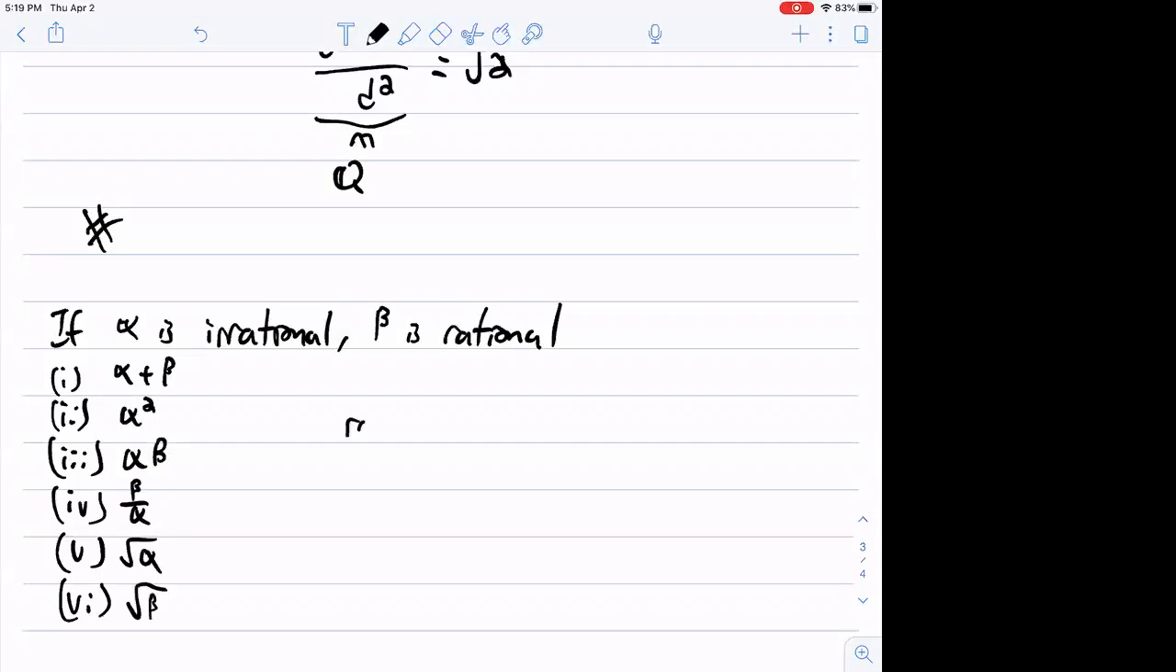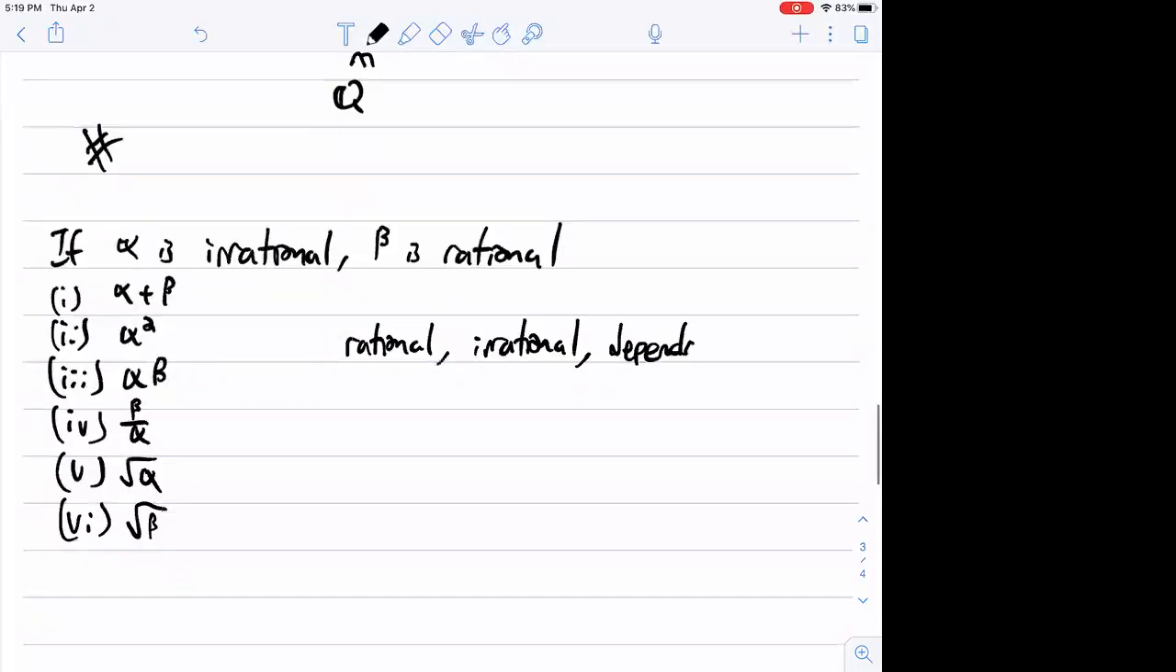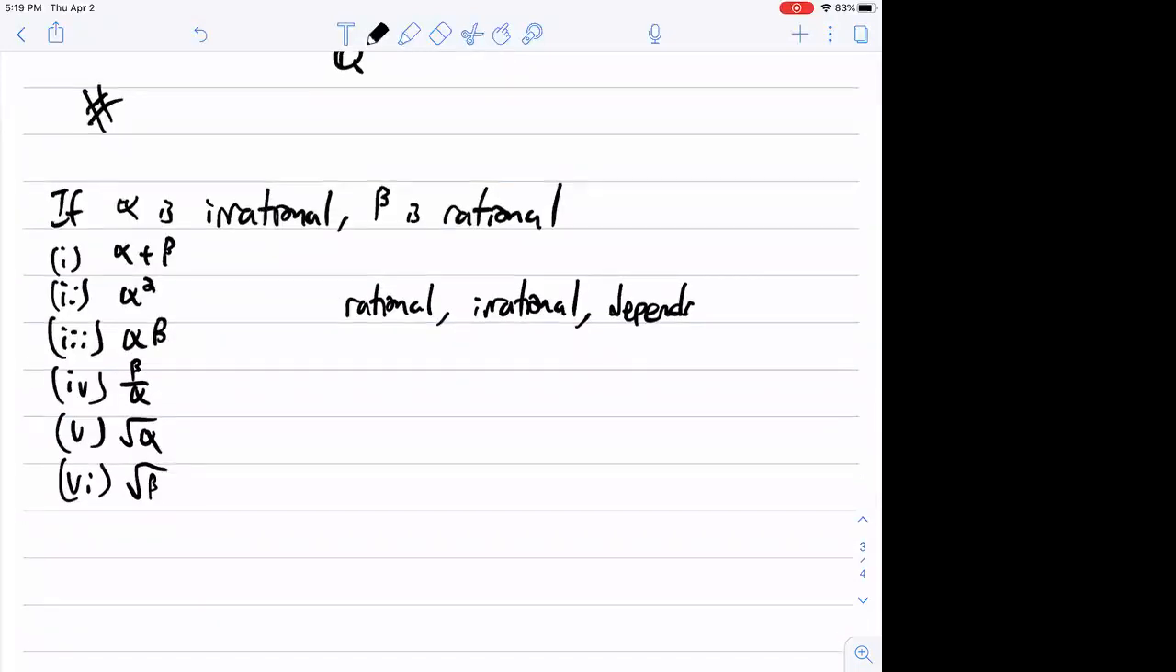So are these rational, irrational, or I'll write depends. Depends means it could be either. So the first one, what do you all think?